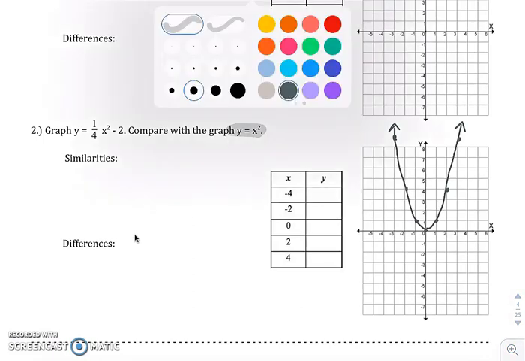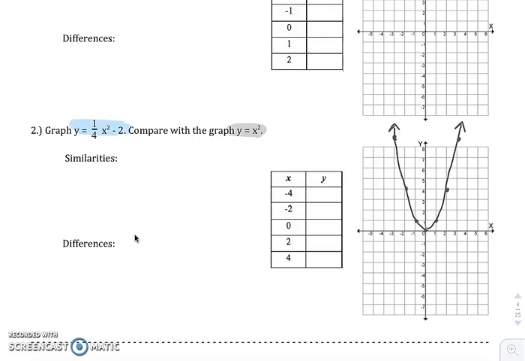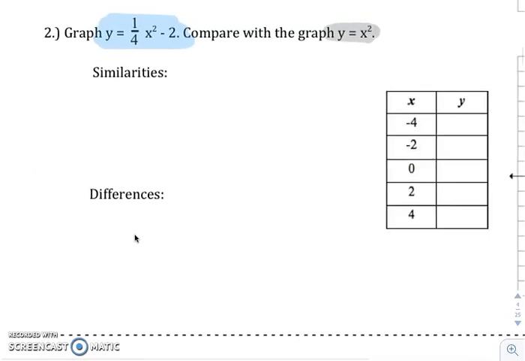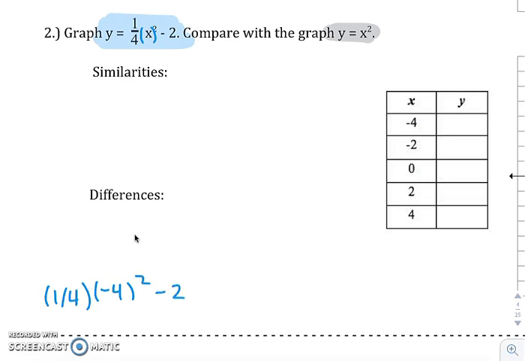So let's look at if we try to graph the one they asked us to, which was 1/4 x squared minus 2. So if we plug in negative 4, to do a fraction, you would have to do 1 divided by 4 in parentheses, and then we're putting in our x values right there where that x is. So then in parentheses, we're plugging in negative 4 squared minus 2. So when you plug that in, negative 4 squared is 16 times a fourth is 4. 4 minus 2 is 2.